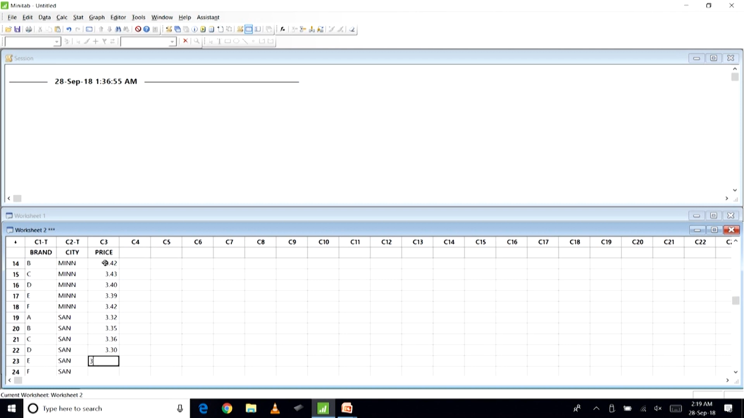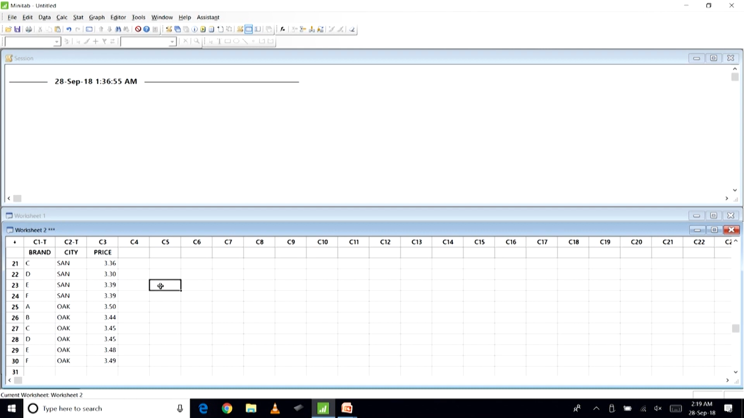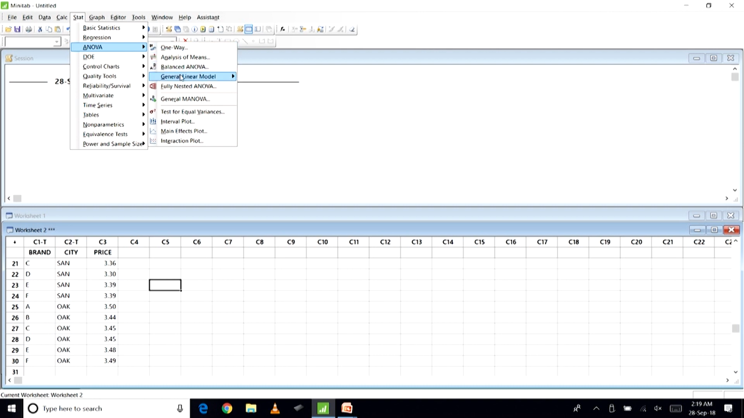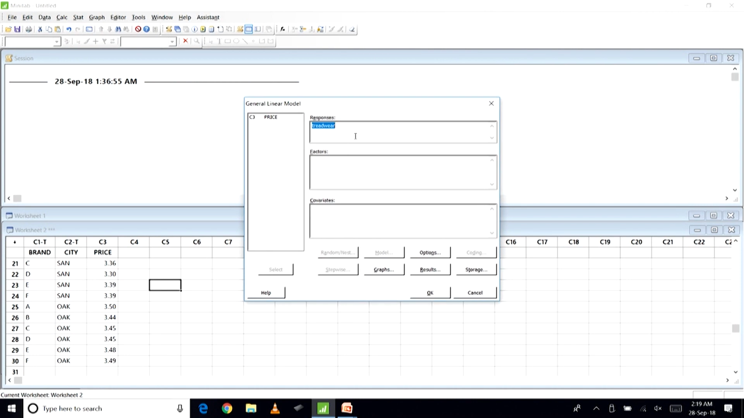Once you are done with this data entry, you are supposed to look at the ANOVA table, and you need to look at the p value specifically, because there you decide whether you are rejecting or not rejecting the null hypothesis. So, this is how you should go for data entry, and then go to Stat, go to ANOVA, it is General Linear Model, Fit General Linear Model. So, your price is now the response variable, and the factors are brand and city, right.